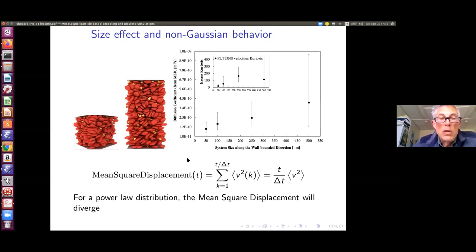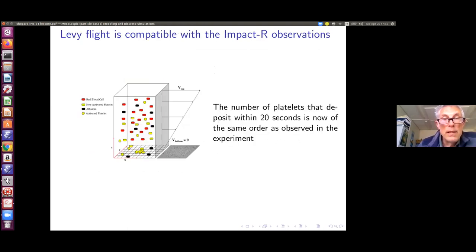And then you measure something which is called the mean square displacement. It's basically how far you are from your initial point as a function of time. If you have standard diffusion, it should go proportional to the time, okay? But here you see that as the system size increases, you keep increasing. So it means that this object doesn't exist, it diverges. And that's a sign that it's not a standard diffusion. It's typically the signature of a Levy flight or this power law distribution, okay?